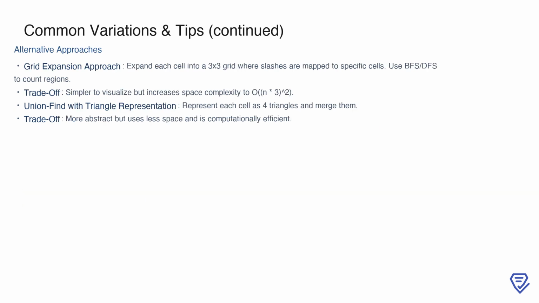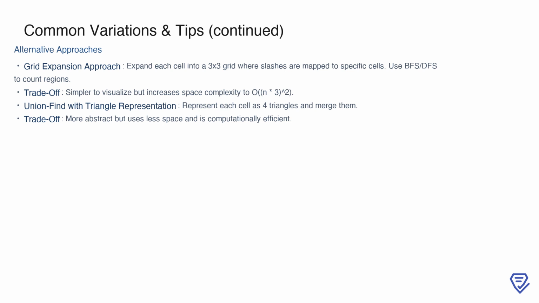One alternative approach is the grid expansion method. In this technique, each cell is expanded into a 3x3 grid, and slashes are mapped to specific smaller cells within this expanded grid. BFS or DFS can then be used to count the regions. This approach is easier to visualize and implement, but it comes at the cost of increased space complexity, growing to O((n times 3) squared).